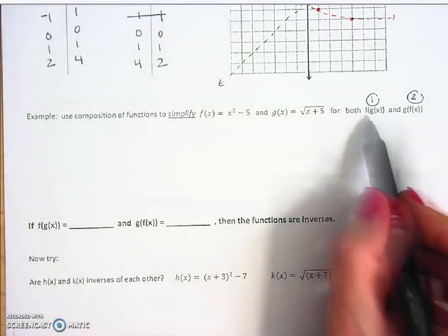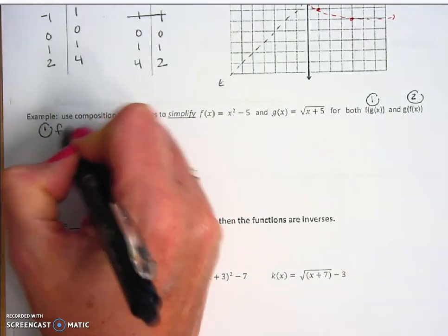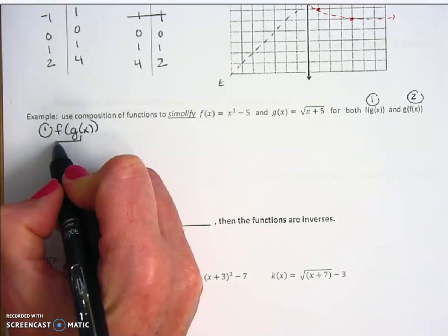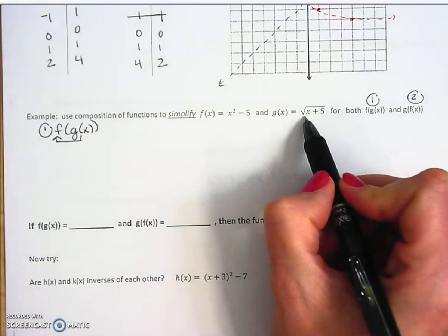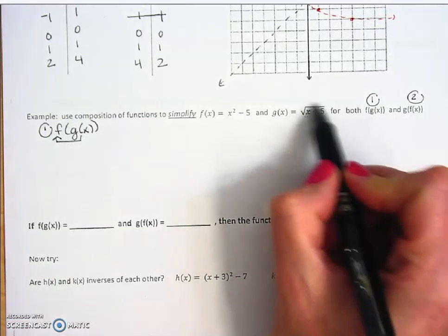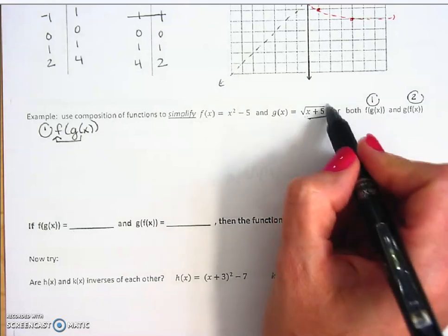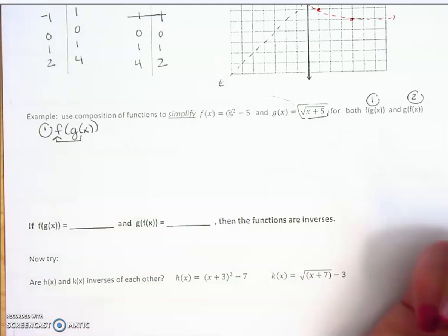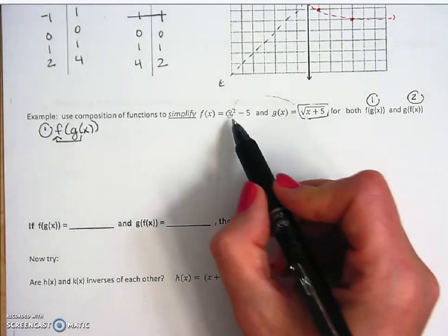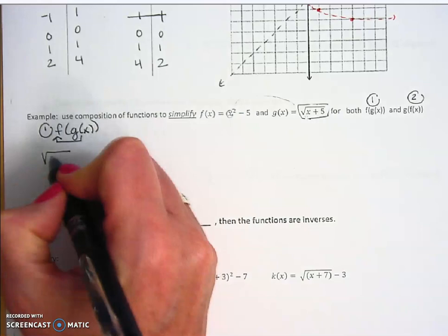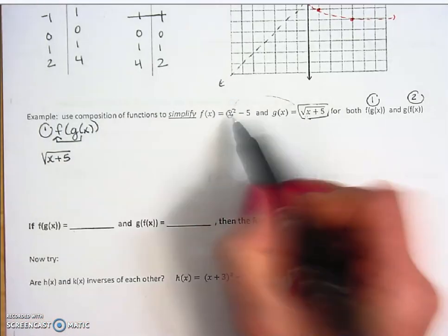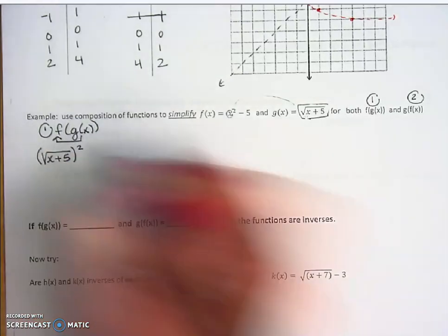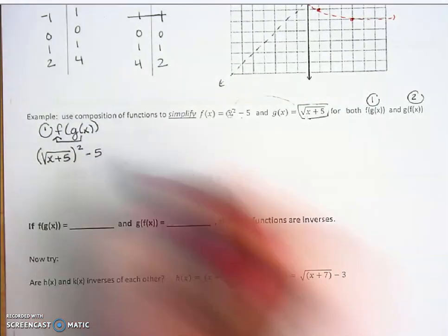So I'm first going to do f of g of x. So this means I'm going to take the g function and plug it into the f function. So my g function is the square root of x plus 5. I'm going to take this whole thing over to the f function and replace x with it. So I've got the square root of x plus 5. Now because that's replacing x and x was squared, this needs to be squared. And then I have the minus 5.